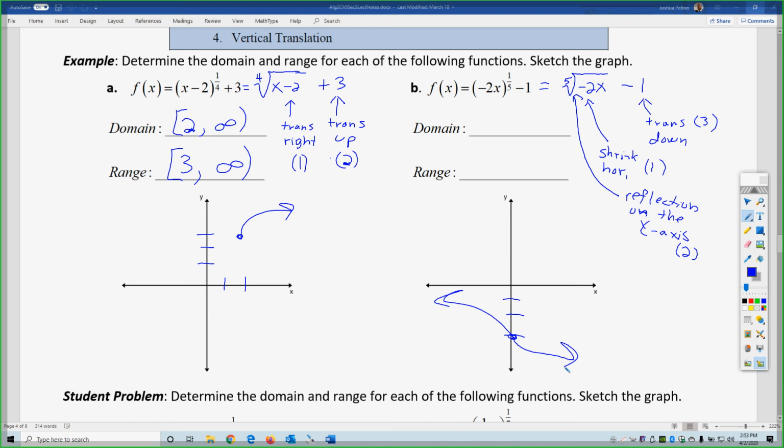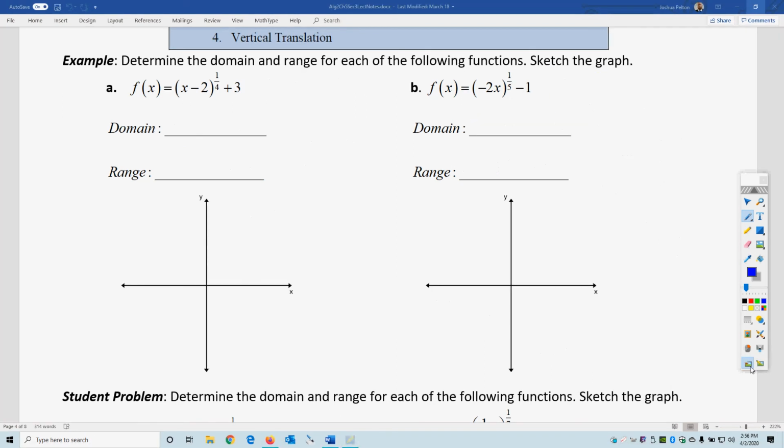Again, we're making a sketch here, not an exact graph with tables, because all we need to know is domain and range, which it goes forever left, forever right, and forever down and forever up. Because remember, the odds don't have restrictive domains and ranges. You can do odd roots of any number you'd like. Pause the video, do the next two problems.